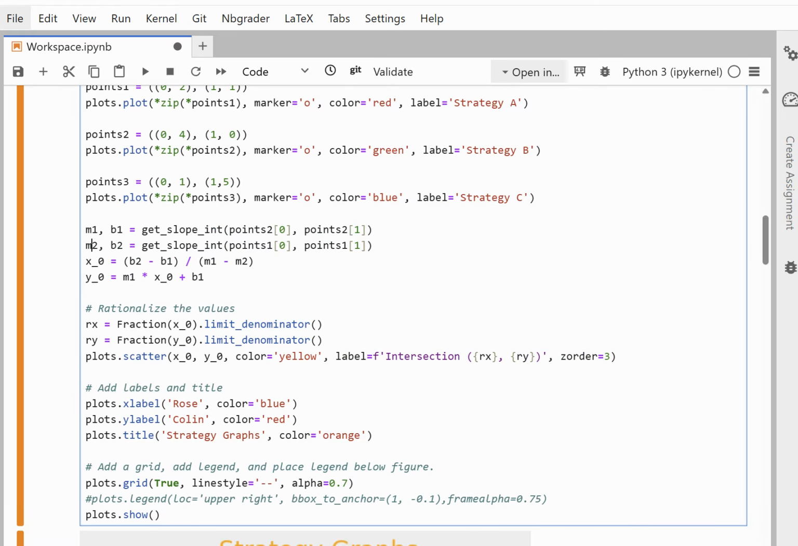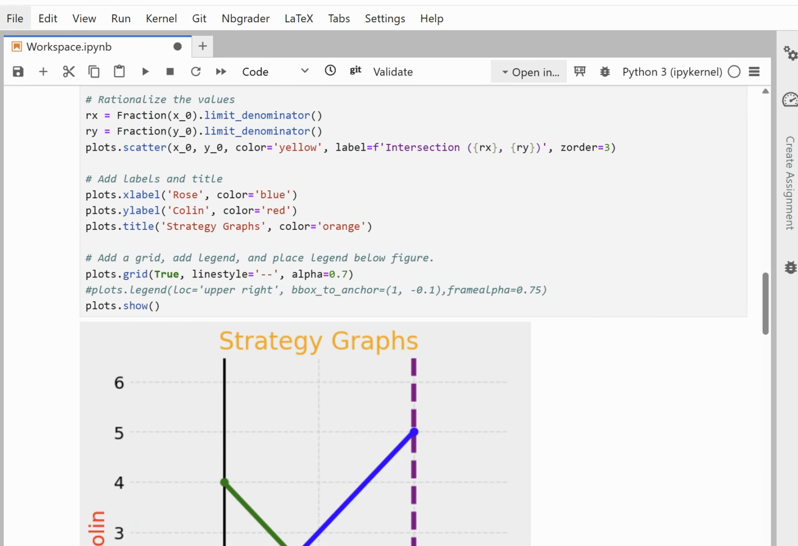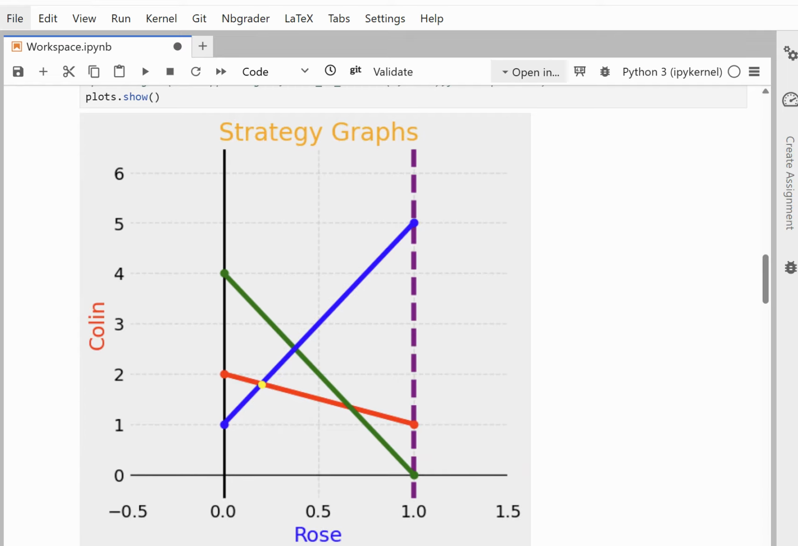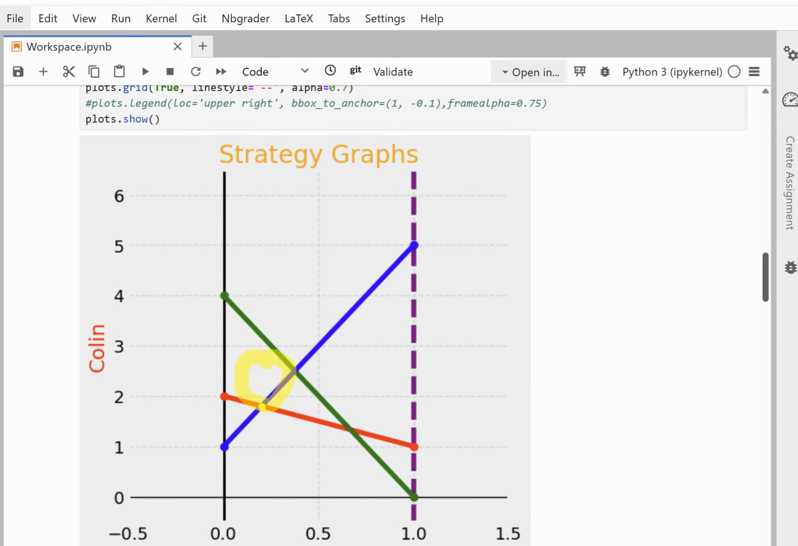But what do I need to do? I need to make sure that I'm doing the right points, right? And we said that the intersection of 1 and 3, right? Those were the two lines that we needed. Strategies A and B. So, and I did them in order, so that will work. And what's that going to do? That's going to create the yellow dot in this intersection, right? And what's it going to do? If you notice, it is going to display on the legend what the values are.